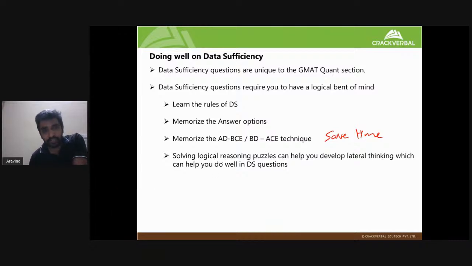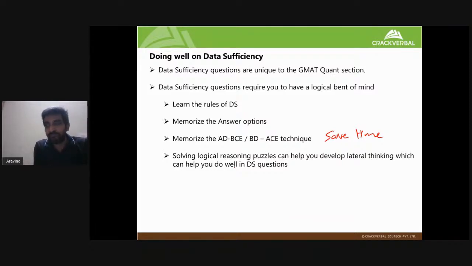If you can solve some logical reasoning kind of puzzles, arrangement puzzles, number series puzzles, alphabet series puzzles, right? Which can help you develop some lateral thinking. That is what you need on DS. You need to think laterally. You need to stop thinking in one dimension. You need to stop having tunnel vision, right?